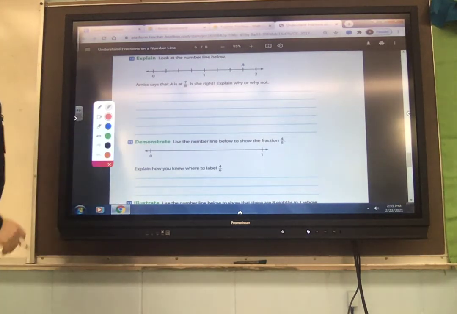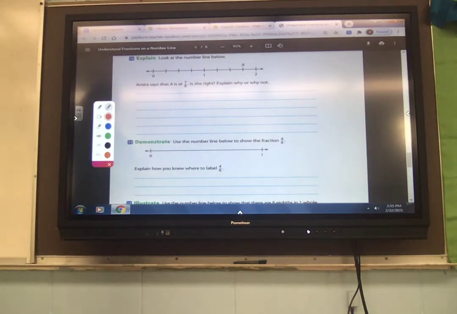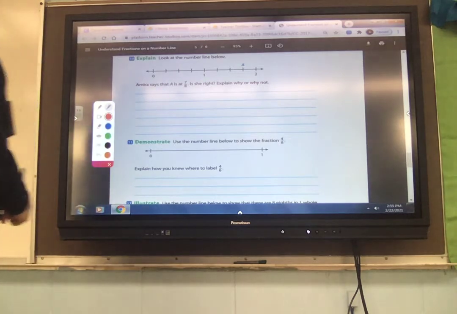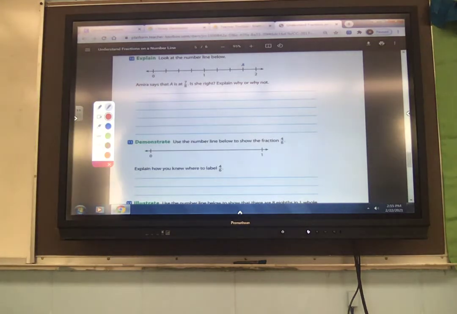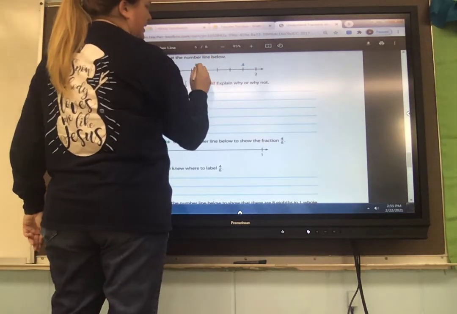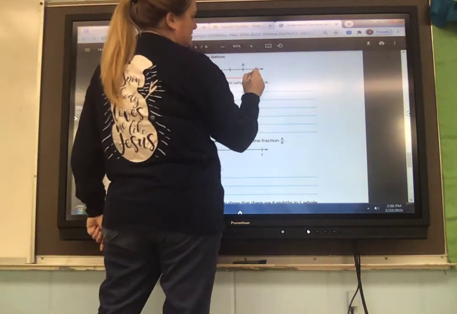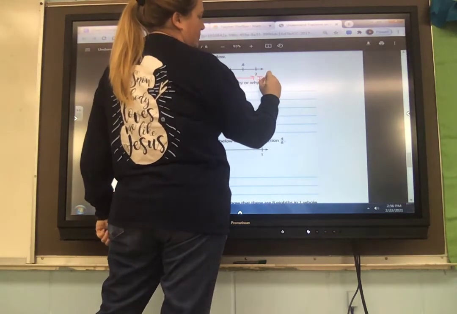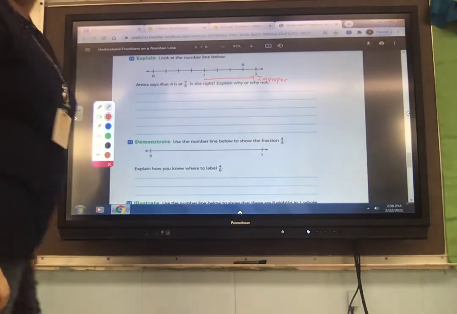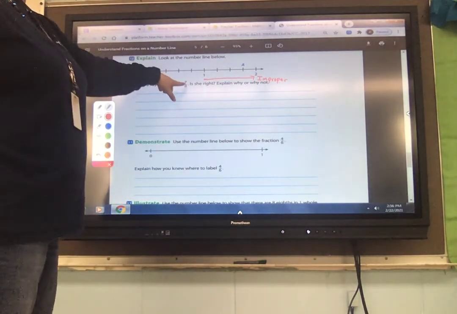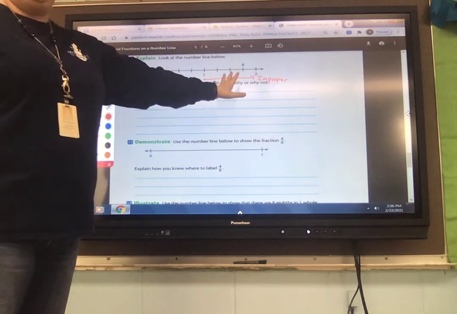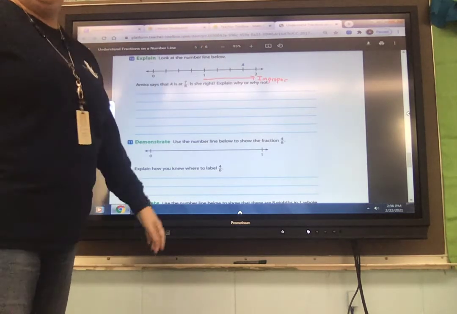Amari says that A is at 7/8. Is she right? Okay. Well, I already know she's wrong. Can y'all explain to me why she's already wrong? A went past 1, didn't it? Anything that goes past the whole number 1 has to be improper, doesn't it? And her fraction is not improper. 7 is smaller than 8. The numerator is smaller than the denominator. So I already know she's wrong because she should have put an improper fraction.